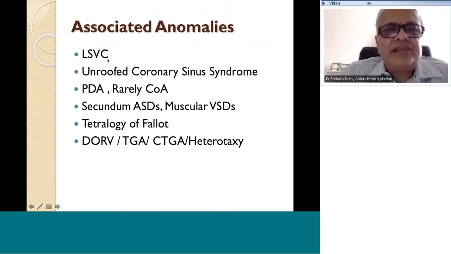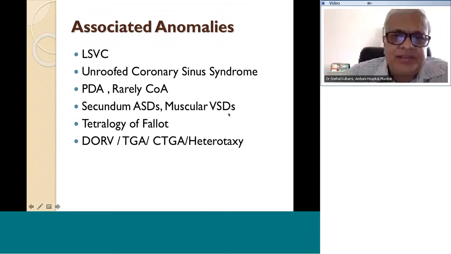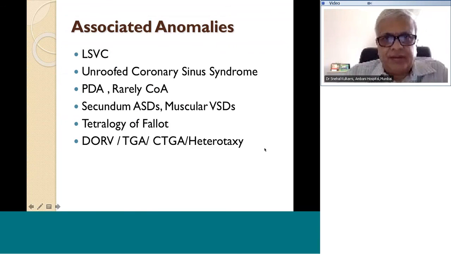Common associated anomalies seen with complete AV septal defects are LSVCs, unroofed coronary sinus syndrome, PDA, rarely coarctation, other secondary ASDs, muscular VSDs, tetralogy of Fallot, and any of the complex cyanotic lesions can be associated with this.